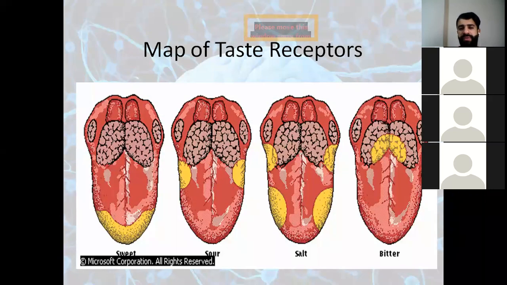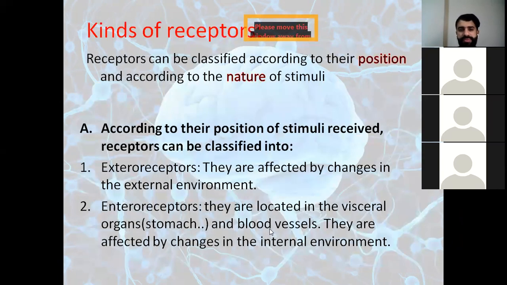So here is a map of the taste receptors that are found on the tongue. The first one is for the sweet taste, the second for the sour taste, then the salt taste, and the bitter taste at the end of the tongue.